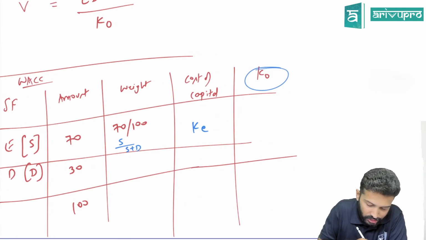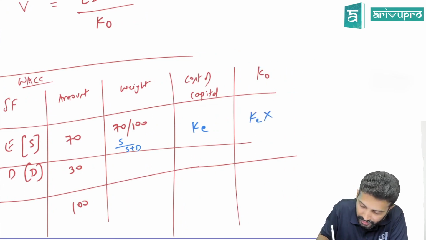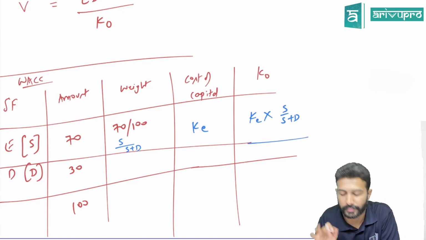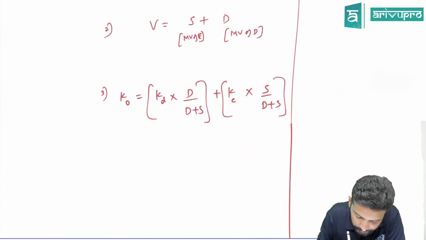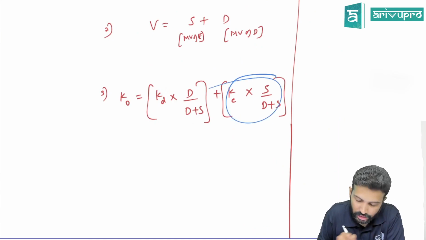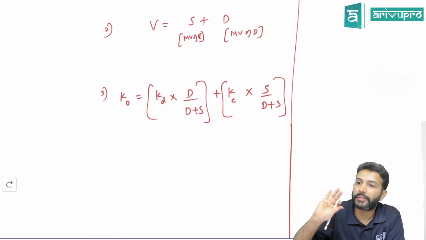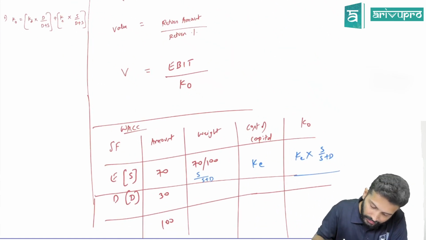How do you get overall cost of capital? You take cost of equity and multiply by S divided by S plus D. One aspect. Yes or no? That is what I've written in the first aspect here. Cost of equity into S divided by D plus S, or S plus D, whatever. Similarly here, debt.